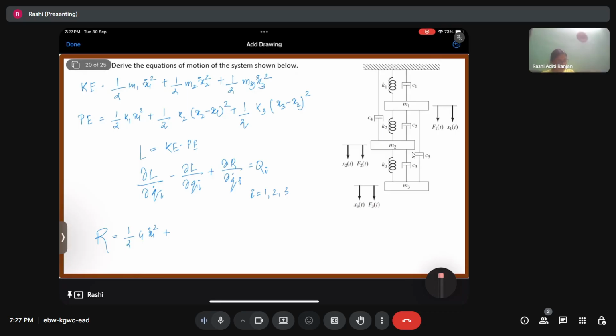So this is going to be half C2 (x2 dot minus x1 dot) square, plus half. If you see C3, C3 connects M2 and M3, so it will depend upon the relative velocity between M2 and M3. So C3 (x3 dot minus x2 dot) square plus half C4.